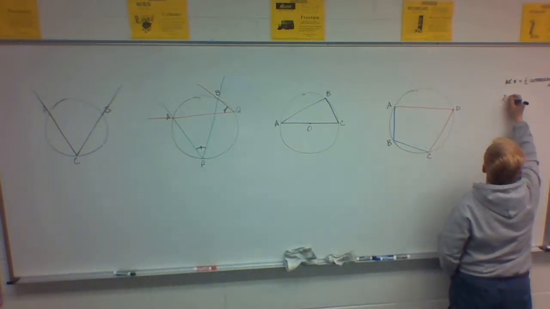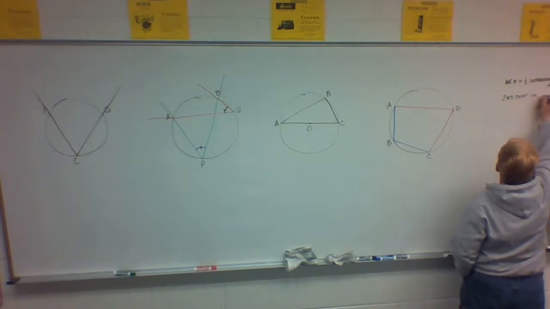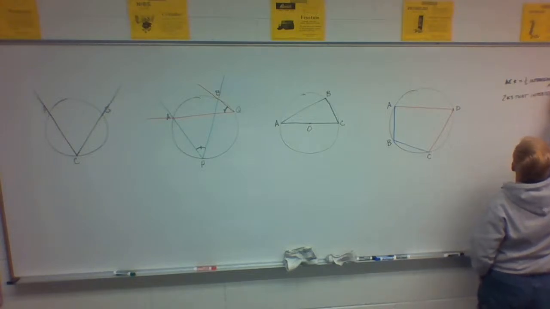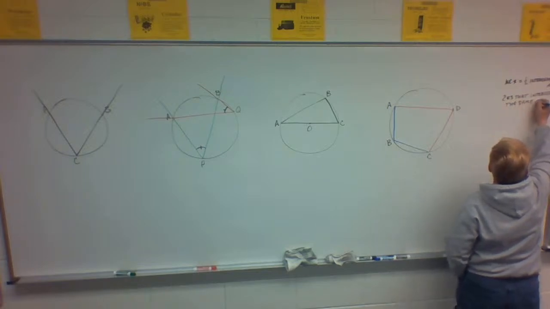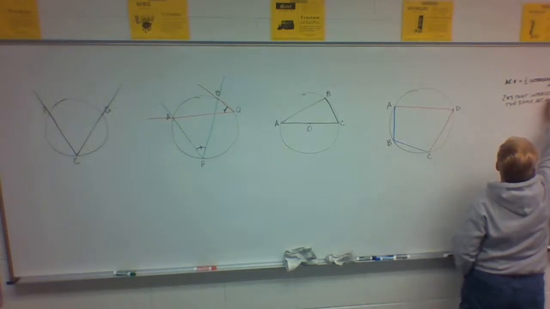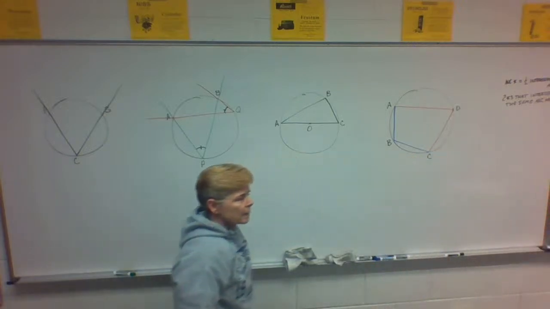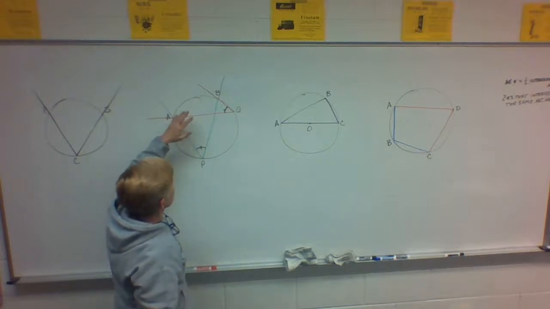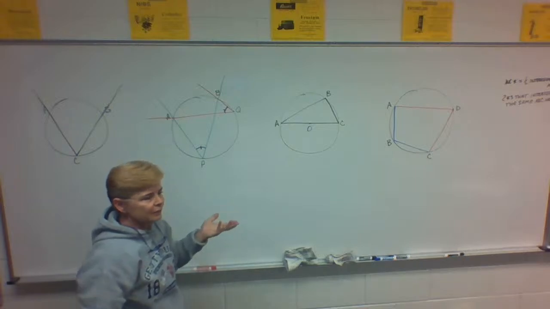Two angles that intercept the same arc are equal. That's a corollary because it was based on the idea that an inscribed angle, when it hits the arc, is half the size of it. But if they both hit the same arc, then they're both half the same thing. So that's called a corollary.